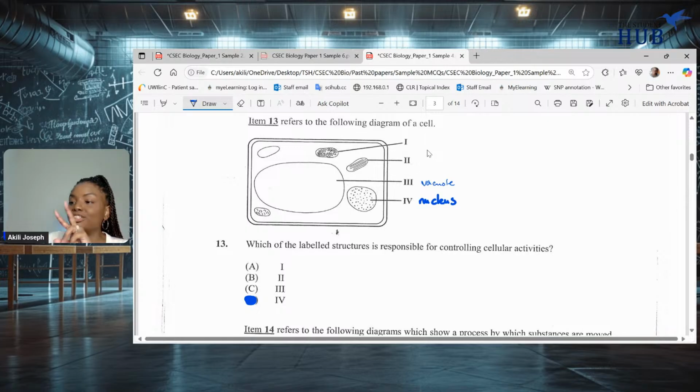So we just went through in the last paper how to tell the difference between these two organelles. Two is your chloroplast. I told you for your chloroplast, they like to represent the thylakoid membranes that contain your chlorophyll. So you'll see lines inside of that one, right?